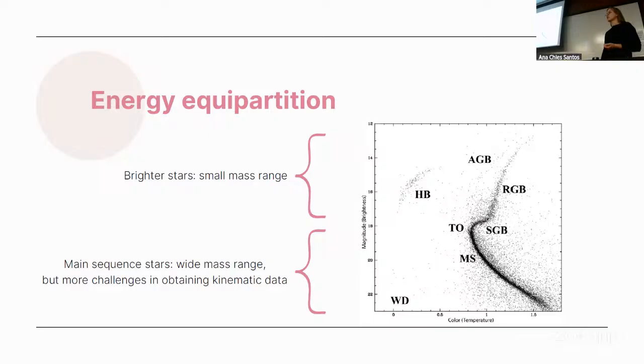The challenge in measuring energy equipartition in globular clusters is that we need to have a very wide mass range, in the sense that if we consider stars in a color magnitude diagram, for example, we see that RGB, HB, and AGB stars, which are the brightest stars, comprise a very small mass range. So we need to have wide enough mass ranges, so we need to go to the main sequence. But it's very challenging to obtain good proper motion for the stars in globular clusters. So for example, with Gaia, we do have amazing proper motions, but only for bright stars.